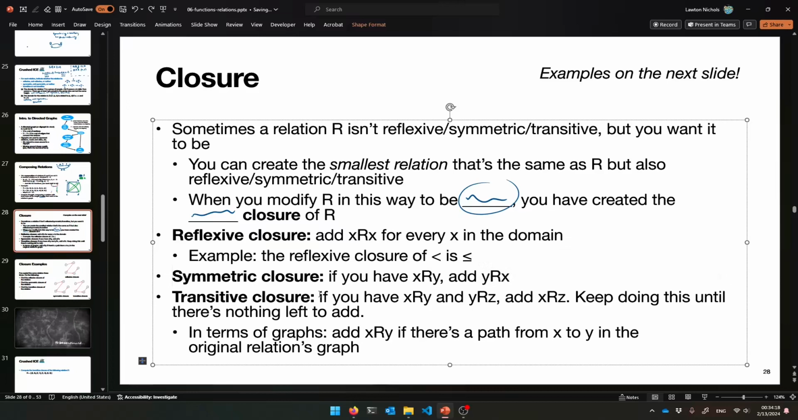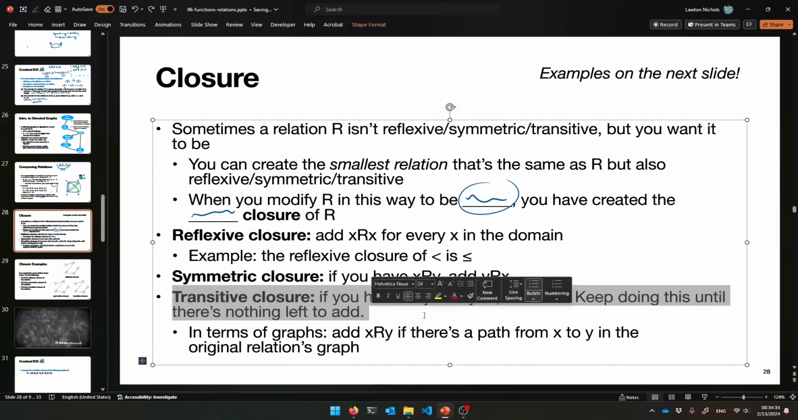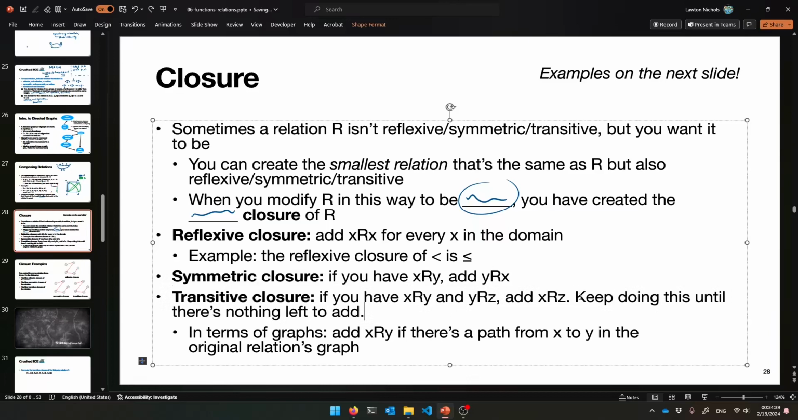And then transitive closure, the final idea, is that if you have an arrow from x to y and an arrow from y to z, if x is related to y and y is related to z, then you better add an arrow. If it's not already there, you better add the fact that x is related to z. This might give you more arrows that you'd have to add through transitivity. So this is the hardest one to do, I would say. You have to keep doing that. It's like a loop until there's nothing left to add. All right? So that's the idea.